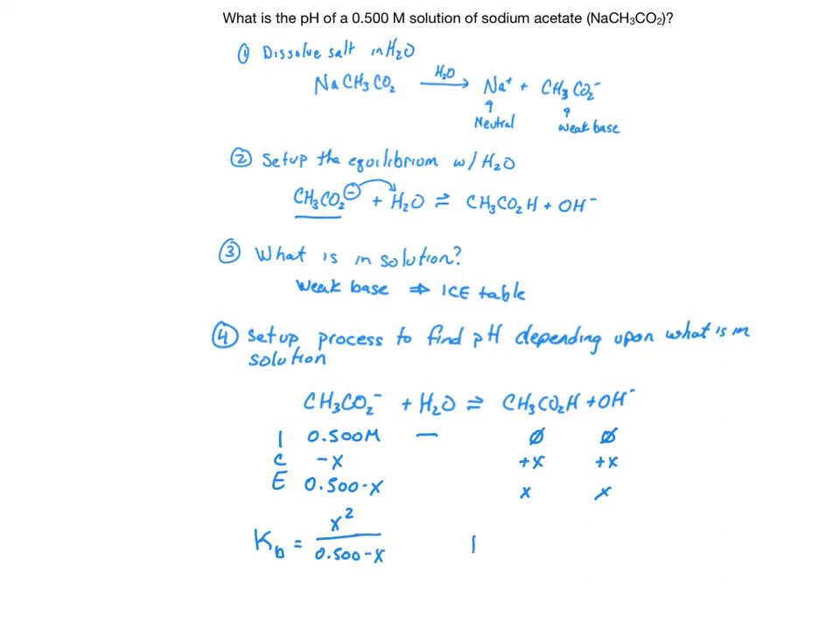Now we know that the Kb is equal to Kw over Ka. And if we look up the Ka for acetic acid and plug this information in, we get that the Kb is 5.56 times 10 to the minus 10.